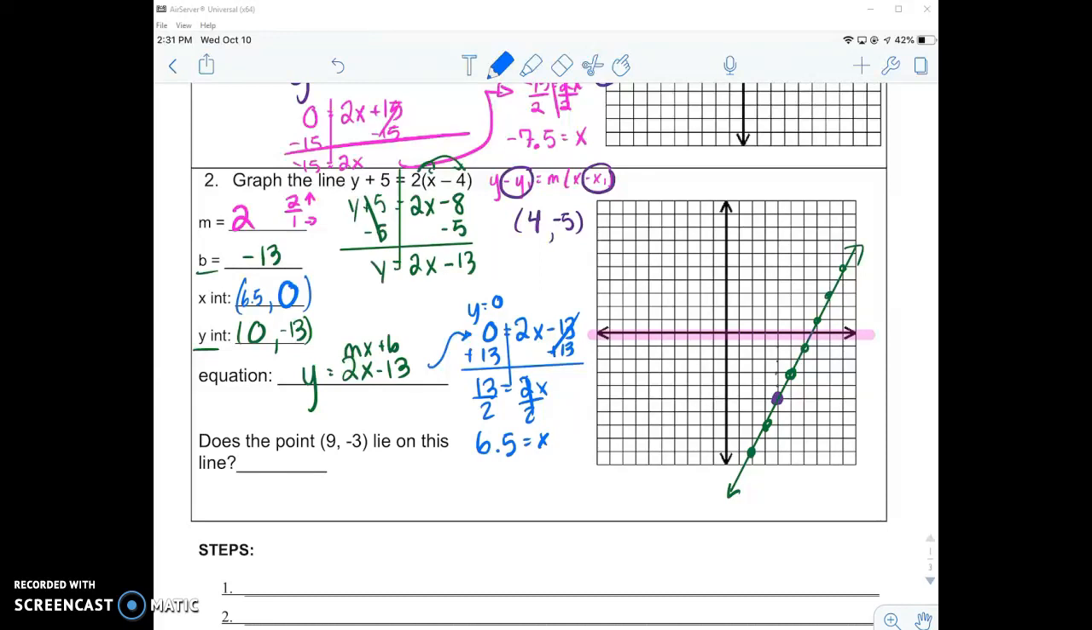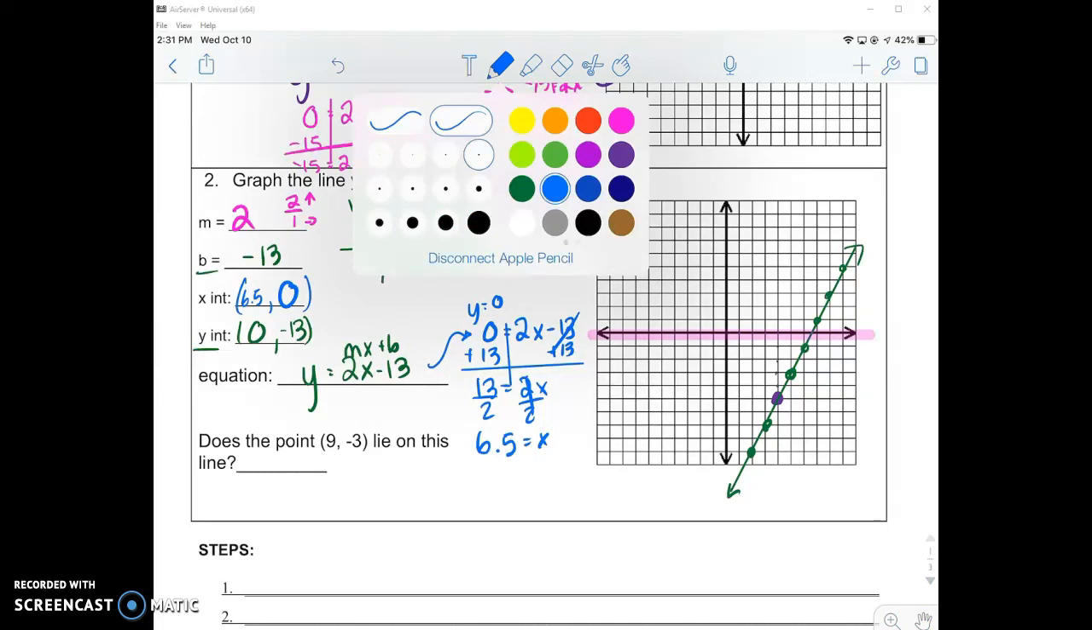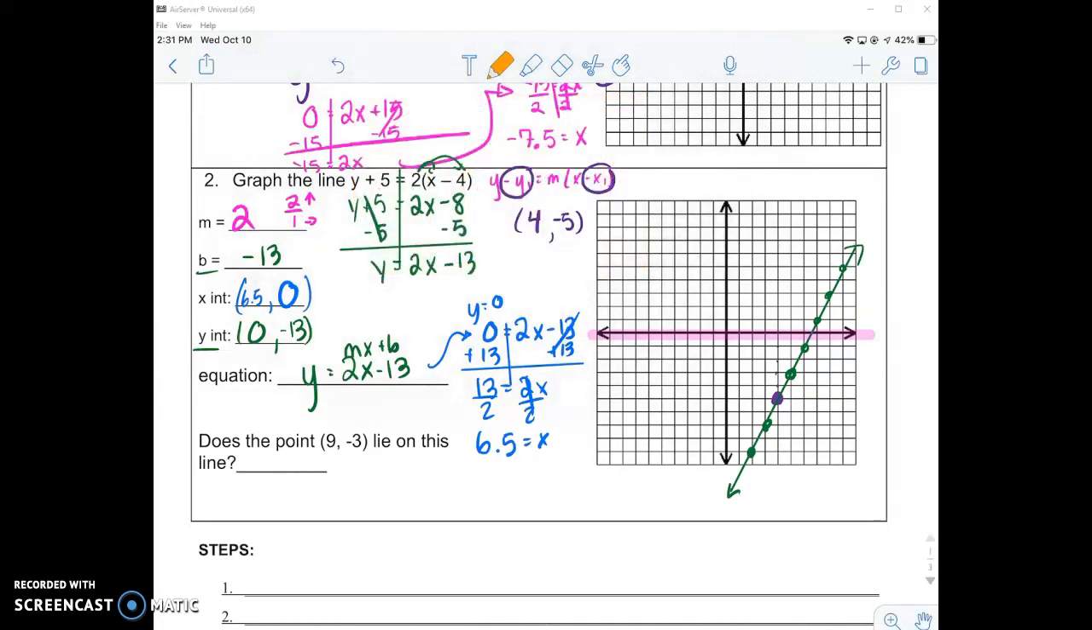Does the point 9, negative 3 lie on this graph? I'm going to graph this point 9, negative 3. 1, 2, 3, 4, 5, 6, 7, 8, 9. Negative 3: 1, 2, 3. This point is not on my line, so my answer is no.